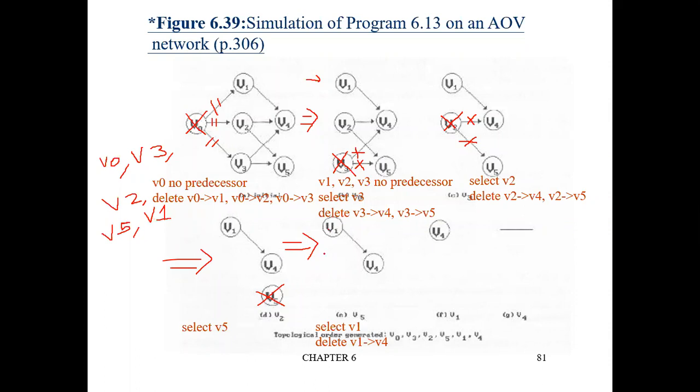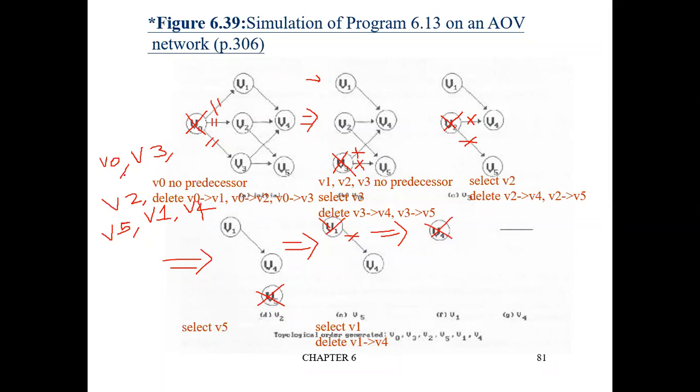I mean, visit V1 and delete all the outgoing edges from V1. How many outgoing edges are there from V1? Only one, that is V1 to V4. So delete this edge and also delete V1. Okay. Now the resultant graph is only V4. There is no other vertex. Just visit this vertex V4 and delete it, right?